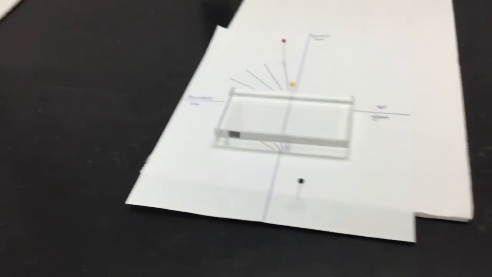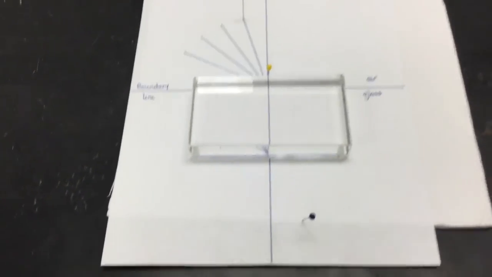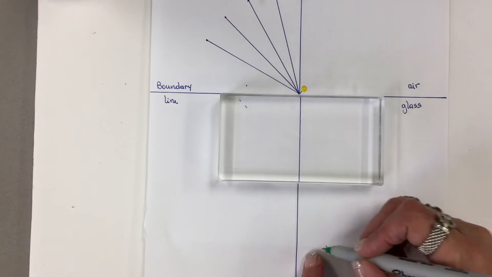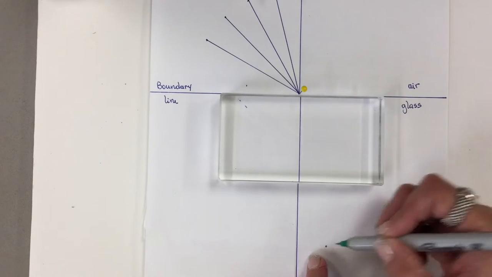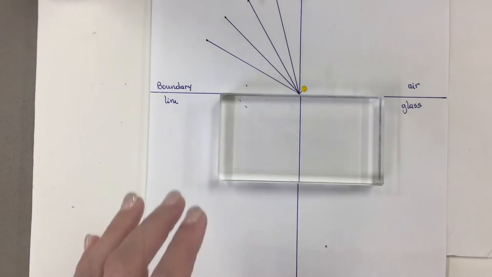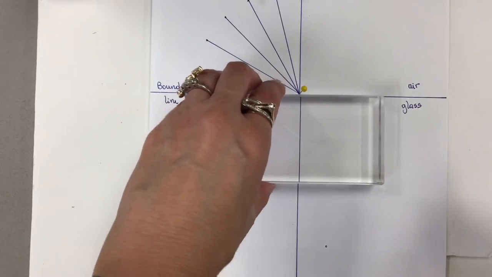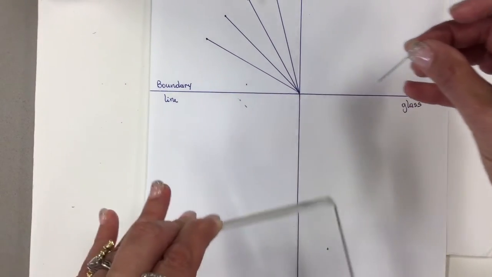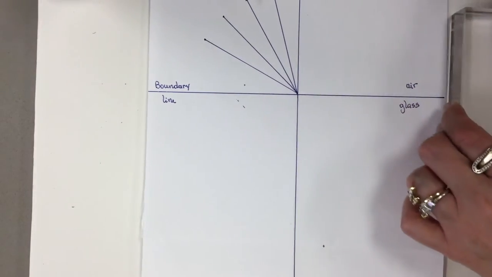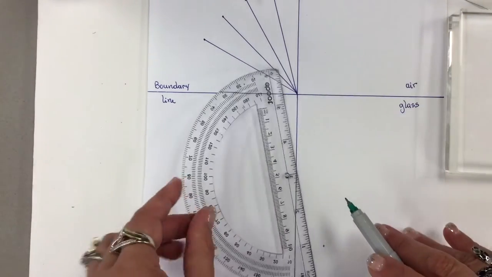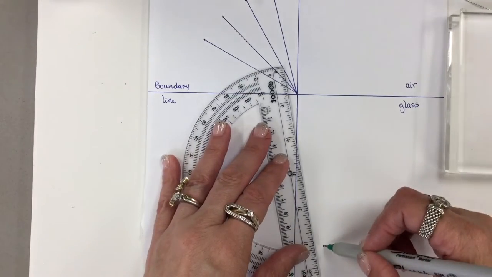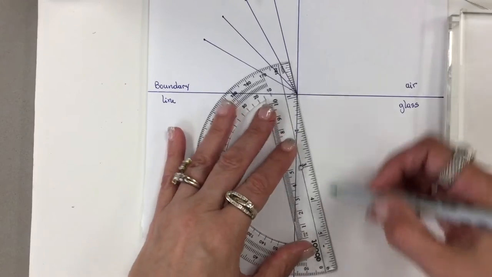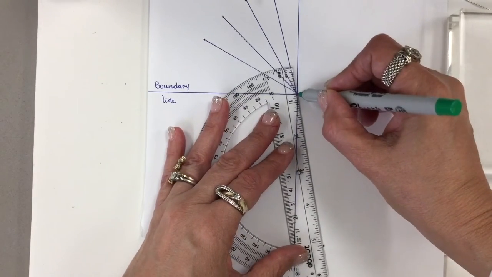Then I'm doing an inspection. Now I'm going to remove this pin and mark its location. In this step, I'm going to remove the block and I'm going to remove this pin. Now I'm going to connect this mark on the other side with my intersection.